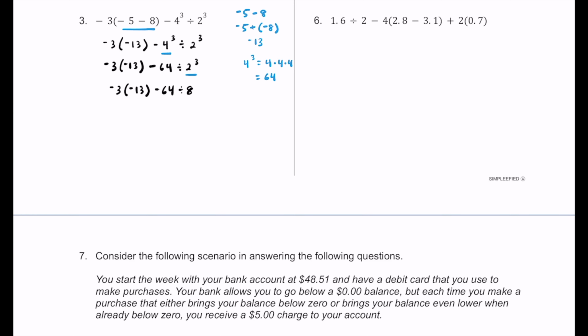Between those 3, we have multiplication and division, equally important. This multiplication happens to be to the left, so we're going to multiply that. A -3 times a -13 equals a +39. So we're going to write 39 take away 64 divided by 8. Now between subtraction and division, division is more important, so we're going to do 64 divided by 8. 64 divided by 8 is equal to 8, so we really have 39 minus 8. And 39 minus 8 is just one final step, and that's going to equal 31. So that's the value of this expression.